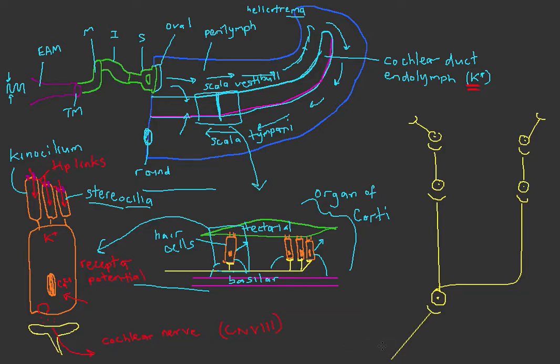This is the cochlear duct. It kind of wraps around. It's coming up towards the brainstem. And the first synapse is in the cochlear nucleus, which is another great name. The cochlear nerve goes to the cochlear nucleus, and this is in the medulla.